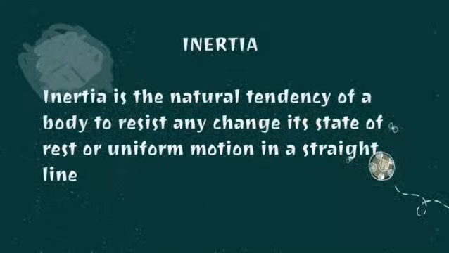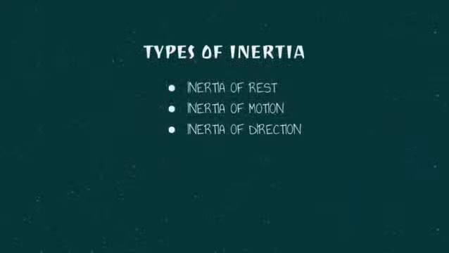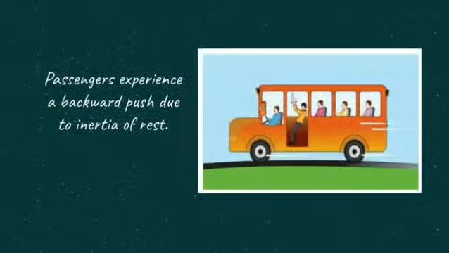So what is inertia? It is the natural tendency of a body to resist any change in its state of rest or uniform motion in a straight line. There are different types of inertia. One is called the inertia of rest, the other is the inertia of motion, and the third is the inertia of direction. Let us see with an example.